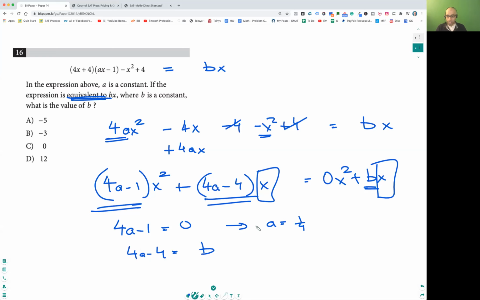Now 4a is equal to 1, right? You can plug in a is equal to 1/4, so you get 1/4. So that gives you 1, right? 1 minus 4 is equal to b, right? And so b is equal to -3. And so that's why this is your answer.